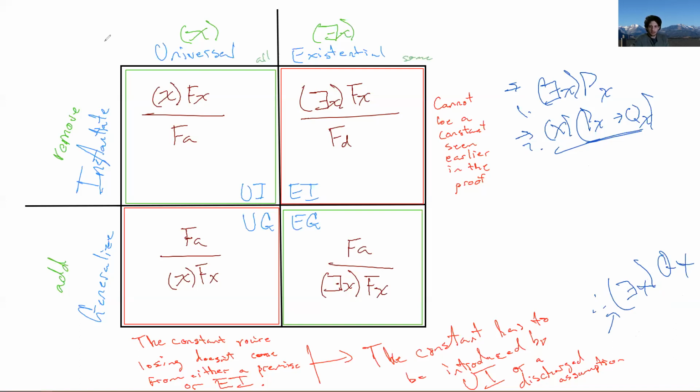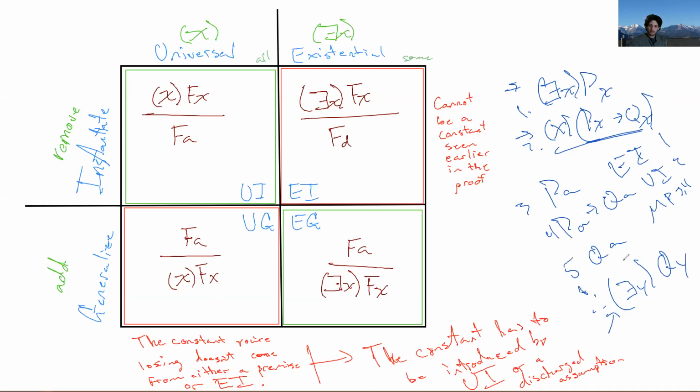And it's not going to make any difference in the proof either, because all I'm going to do is still my EI first, PA, EI, 1. And then I'm going to do my UI, PA to QA. EI before UI. And then I'm going to do my modus ponens, and then I'm going to do my generalization.